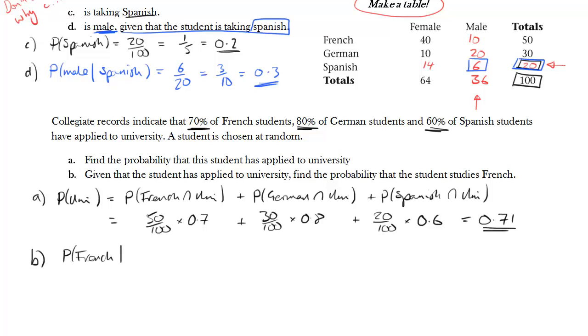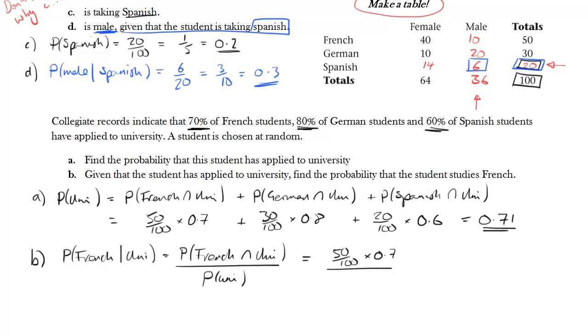And finally, given that the student has applied to university, find the probability that the student studies French. That's the multiplication rule, or the conditional probability rule, in its fractional form. Okay, so if you learnt that, it's fairly easy to apply, because we know the probability that they apply to university, and we can work out the probability that they take French and apply to university. Work the formula through, we get our answer.